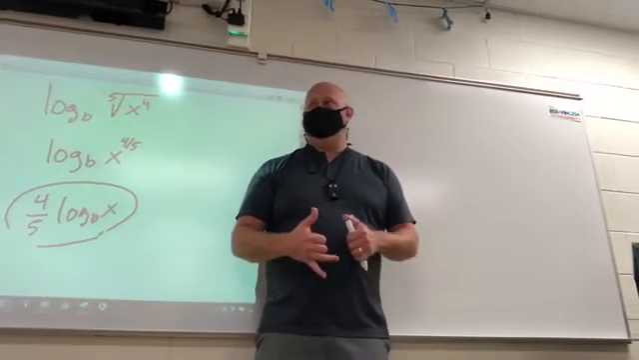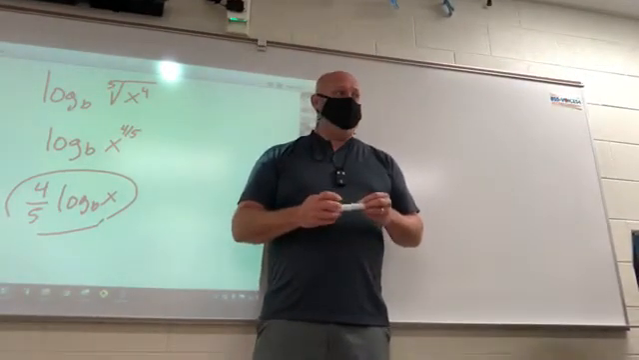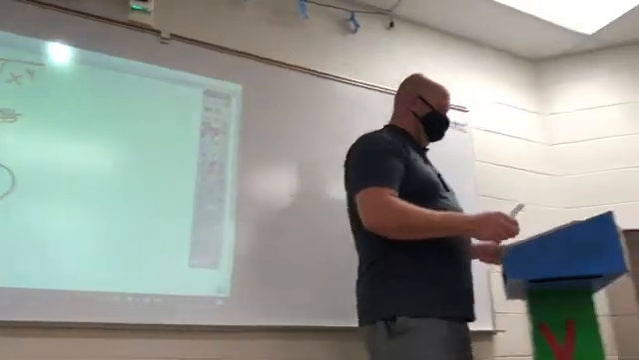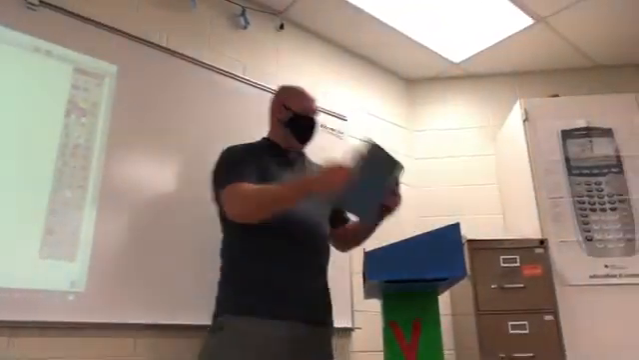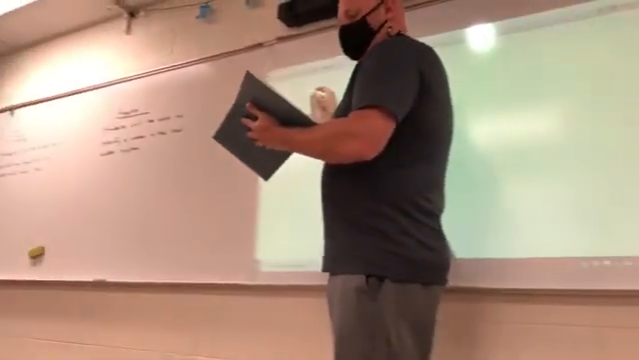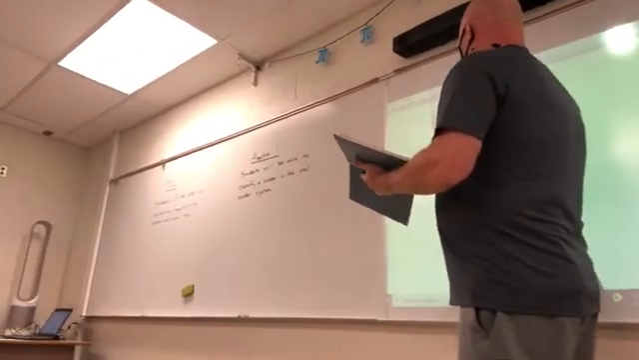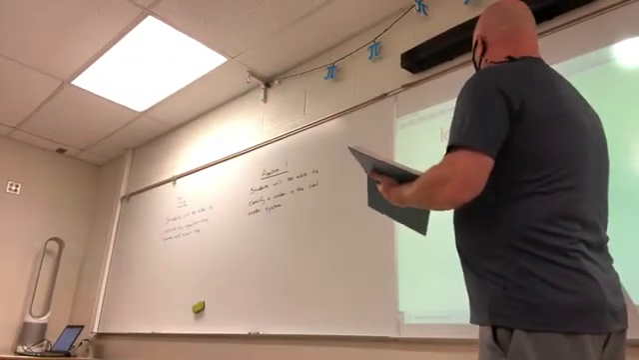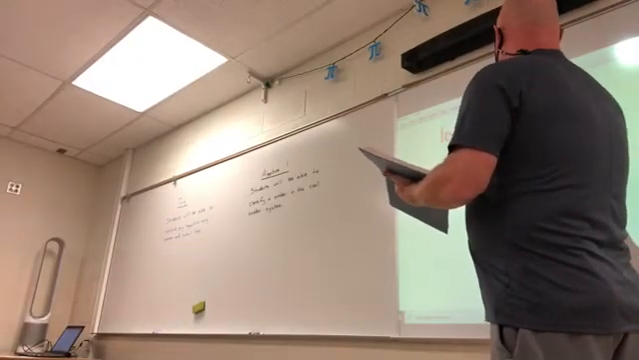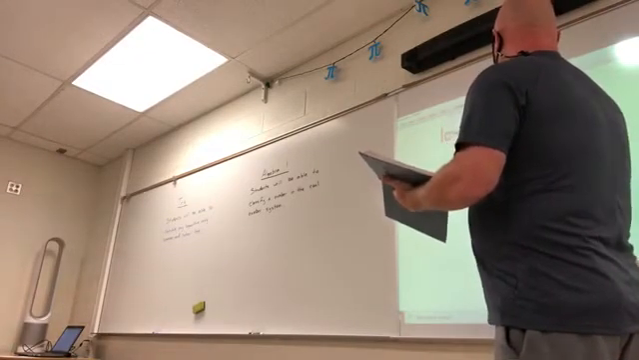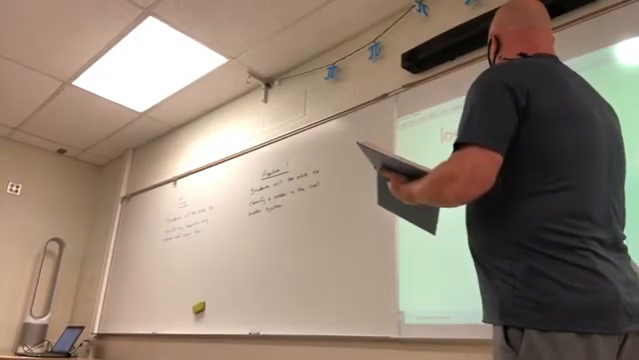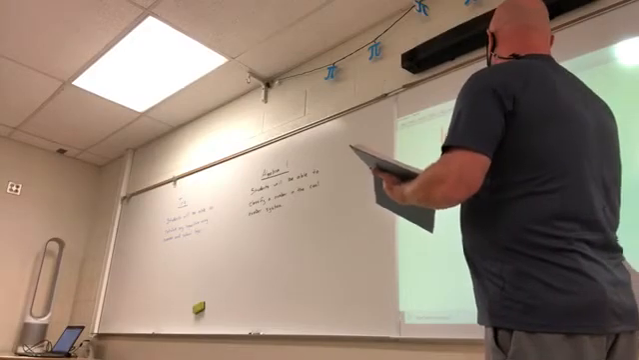Are we good? Anything else? 57? Show. So 57 says log base b of the third root of x times the square root of y to the third over the fourth root of z to the third.